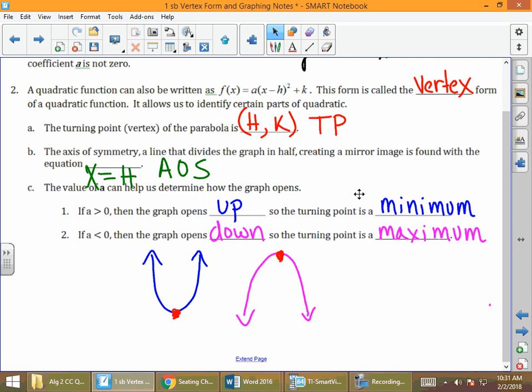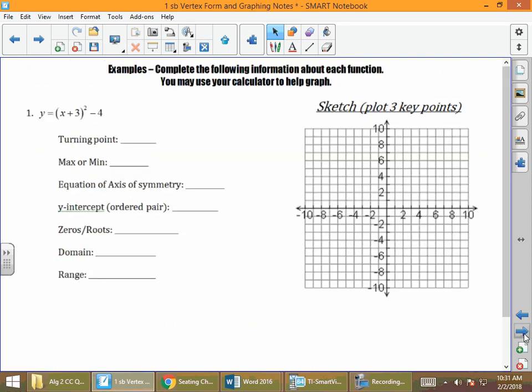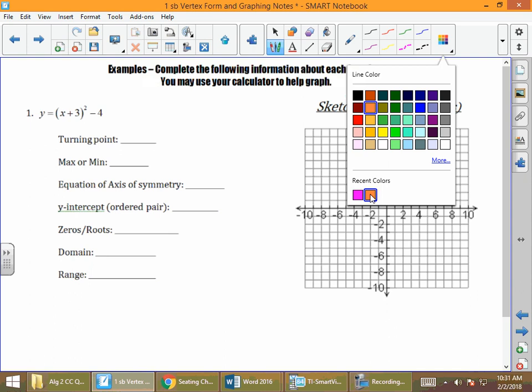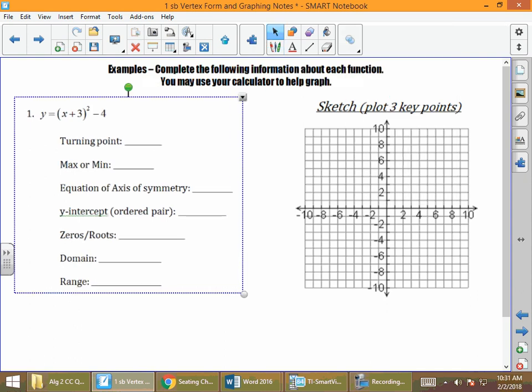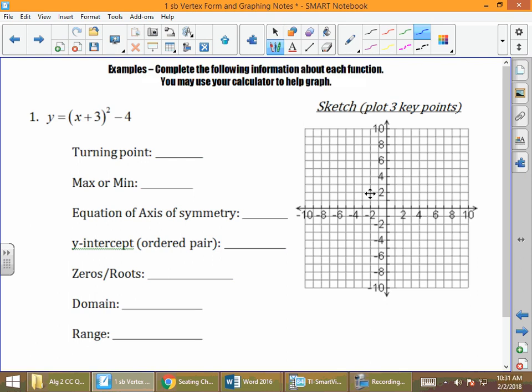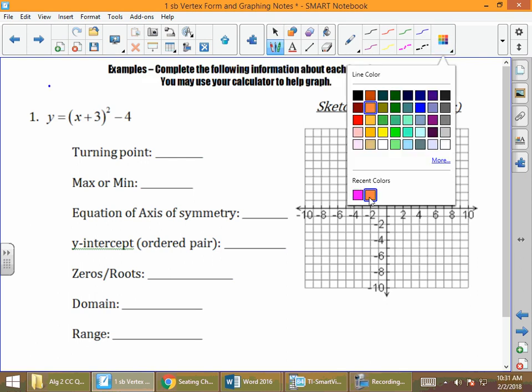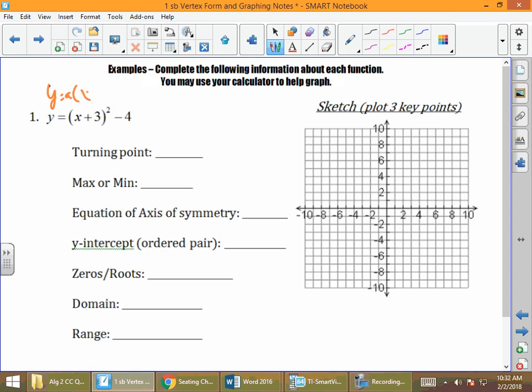And we've talked a lot about the graphs, but we haven't actually done one, so let's turn our paper over and look at a picture. What I sometimes find helpful is writing on top of the formula. I'm going to make this a little bit bigger. So this is y equals a times (x minus h) squared plus k. Because this is a quadratic written in vertex form, the turning point of this graph is going to be -3, -4.